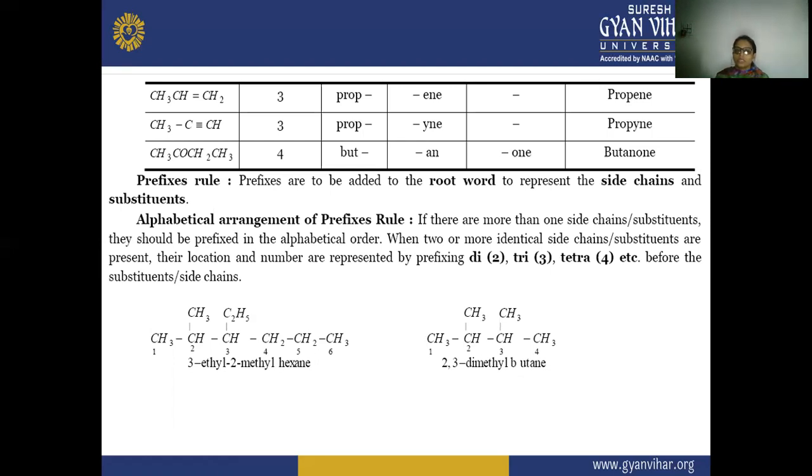Next is CH3C≡CH. In this case 3 carbon atoms are present, and between the first and the second carbon atom a triple bond is present. Because one unsaturated triple bond is present, the suffix is yne. So its name is propyne, and the example is propyne.